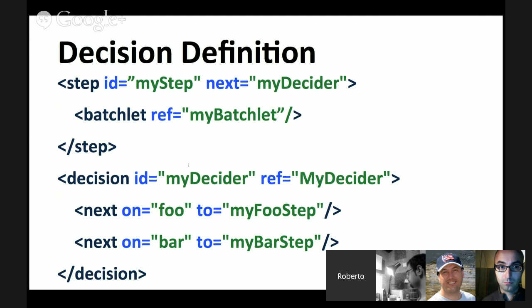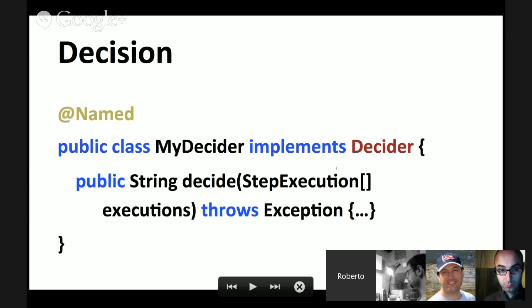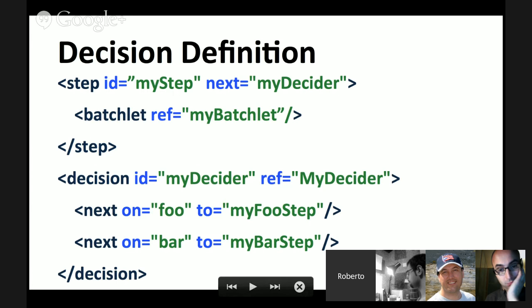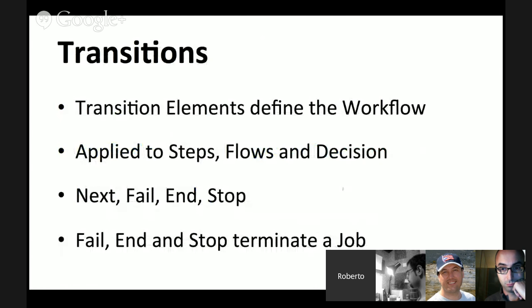Imagine you have a step. You can say this step is going to transition to the next decider. And now the decider is going to say, okay, on next I'm going to go to the foo step, and on bar I'm going to go to my bar step. In my decision, I implement a decider, have my decider with a method called decide, and in decide I return foo or return bar, and whatever string I return is going to make it execute a different step. So this transition element allows you to have a bit of an interactive workflow.